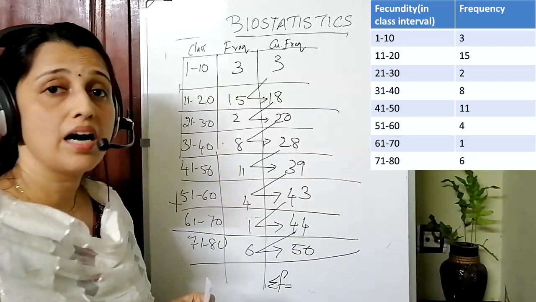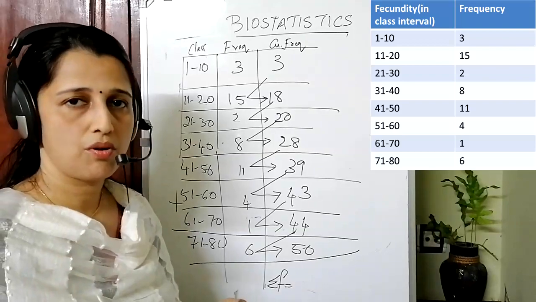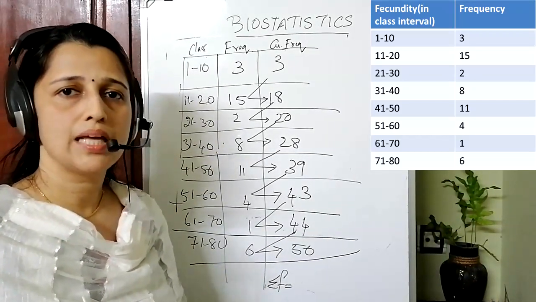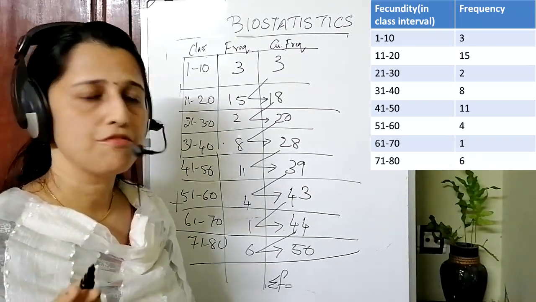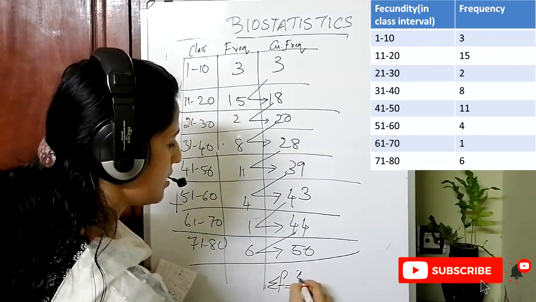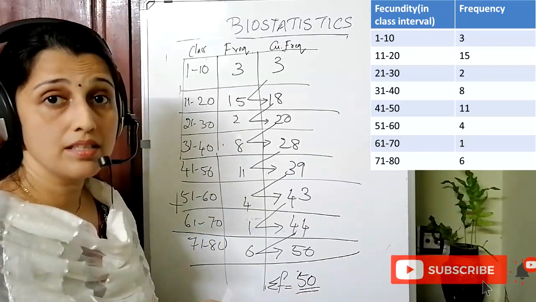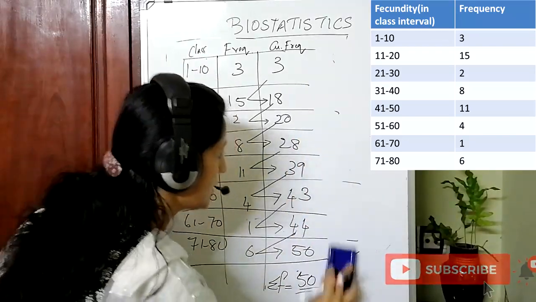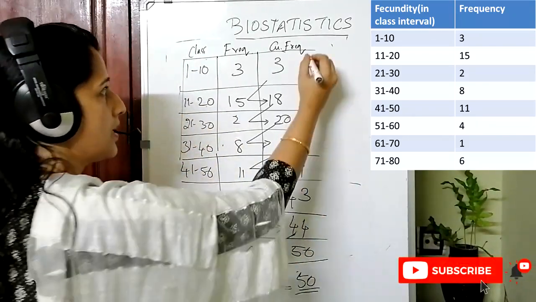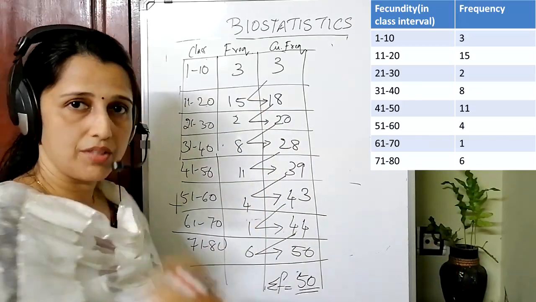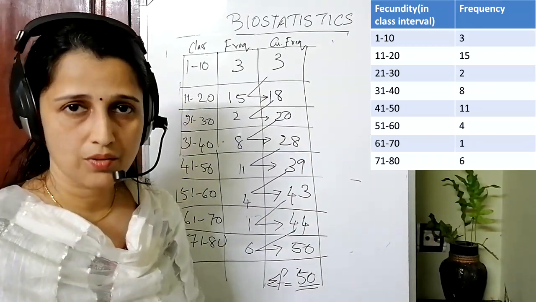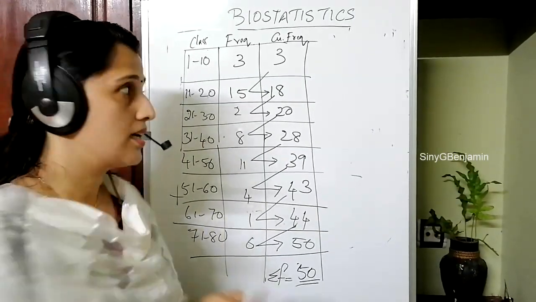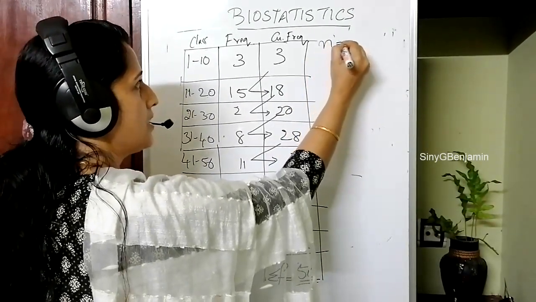I told you in the beginning, sigma F, or the total of the frequency, is the value of n. N is equal to simply sigma F, or total of frequency. Here sigma F is 50, which is an even number. The first step is over, that is make a table with 3 columns in which cumulative frequency is calculated. Calculate sigma F, that is 50. The next thing is the value n. You can write n is equal to 50.